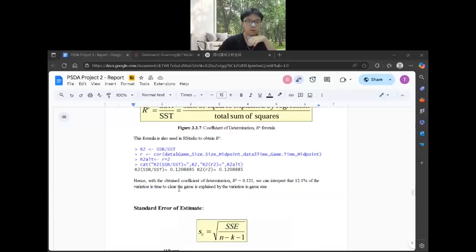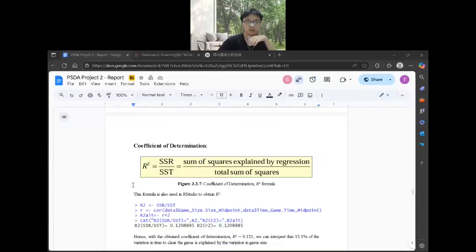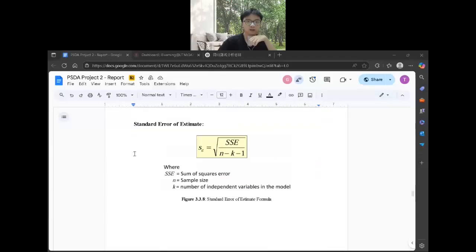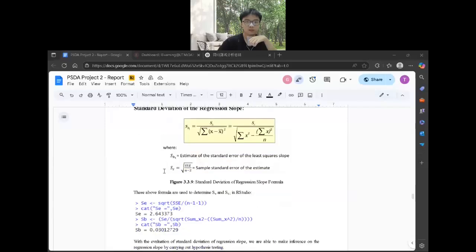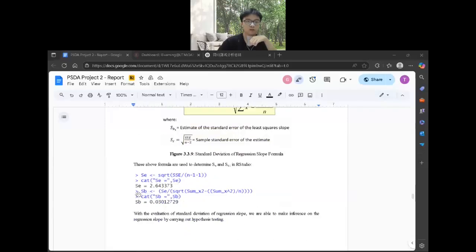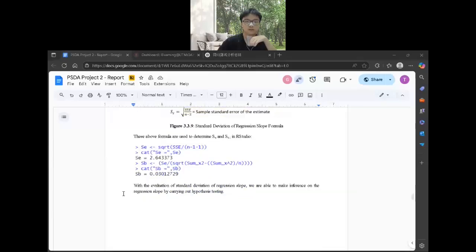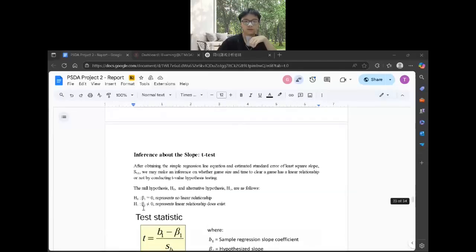When we obtain a value like this, we can interpret that 12.1 percent of the variation in the time to clear a game is explained by the variation in the game size. Besides these formulas, we also have the standard error of estimate and the standard deviation of the regression slope. These formulas are also used in RStudio to calculate some values. With the evaluation of the standard deviation of the regression slope, we are able to make inferences on the regression slope by carrying out hypothesis testing, which will use the t-test.